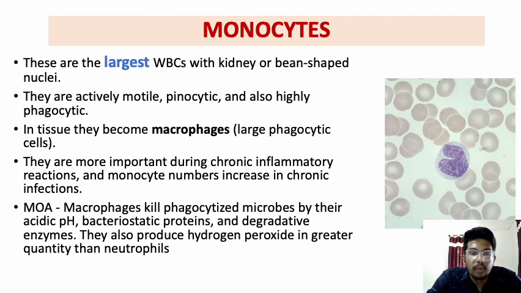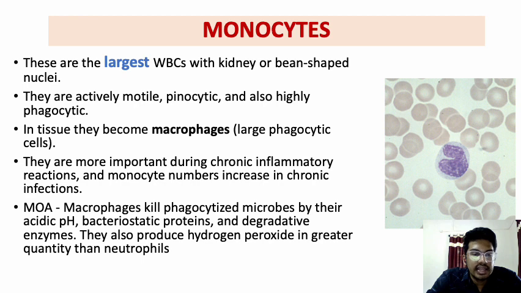Next, the monocytes. Monocytes are agranulocytes and they are the largest WBCs with a kidney or bean-shaped nucleus. They are also very motile, pinocytic, and actively phagocytic. In the tissue, they become macrophages. Very important point: in the circulation, they are monocytes, but if they go to the tissue, they will become macrophages. They are very important during chronic inflammatory reactions. The monocyte number increases in chronic infections because of this reason.